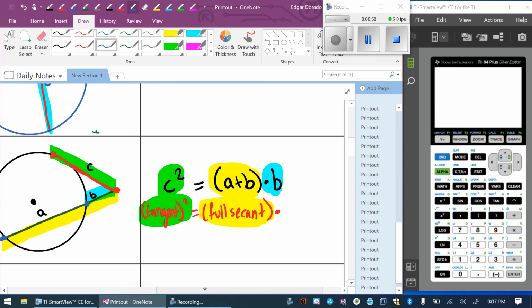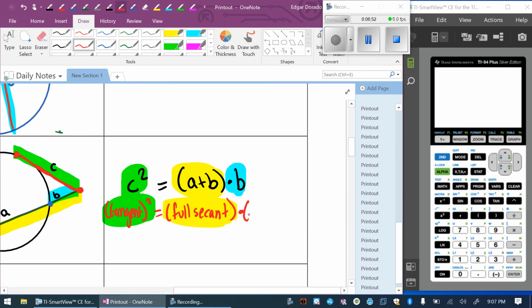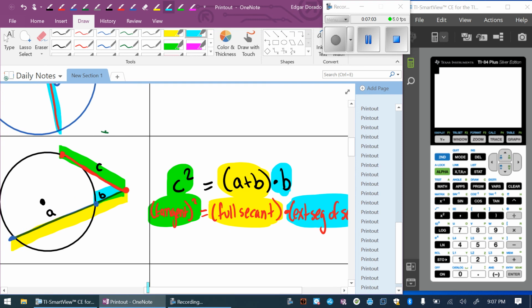So let me go ahead and write that down. External segment of the secant, okay? And that would be B, the outside portion. Again, guys, all of these have their proofs. For now, I'm going to go ahead and omit them, but just know that we can actually prove these, and we're actually going to prove them using similar triangles if we absolutely needed to. But for now, guys, let's go ahead and move on.